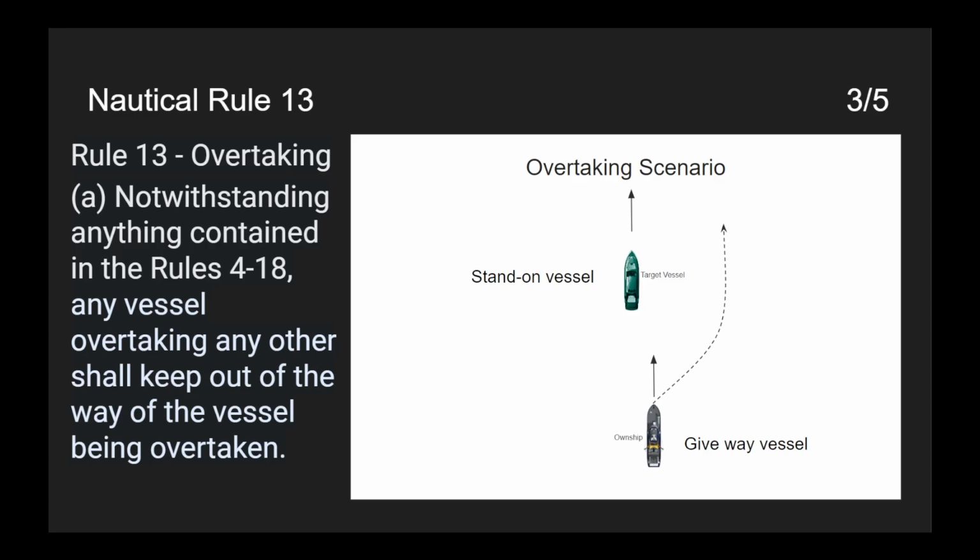Rule 13 applies when one vessel overtakes another. In this first overtaking scenario, we maneuver, that means we turn to starboard, to avoid the target that we are overtaking.